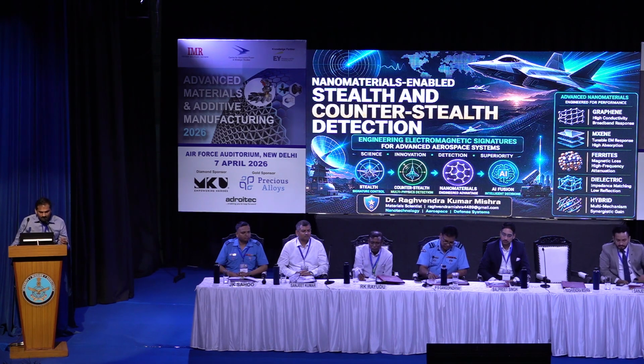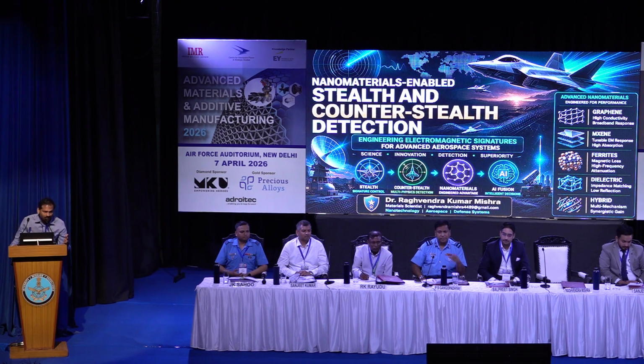So first I start with engineering electromagnetic signatures for aerospace systems. Here, the four systems: how the stealth works, how a stealth system can be detected, and how we can infuse an AI system to track the data and counter the stealth technology. For that, we mostly use the four materials I mention here: graphene, MXenes, ferrite, and dielectric hybrids. This is just an example.